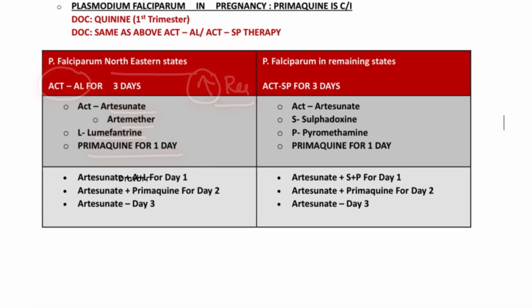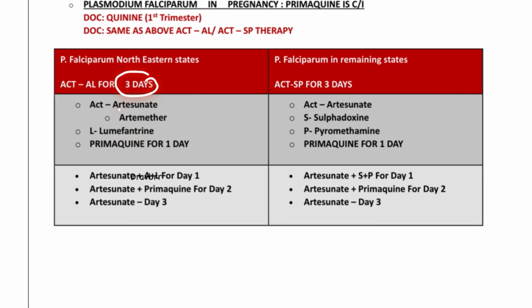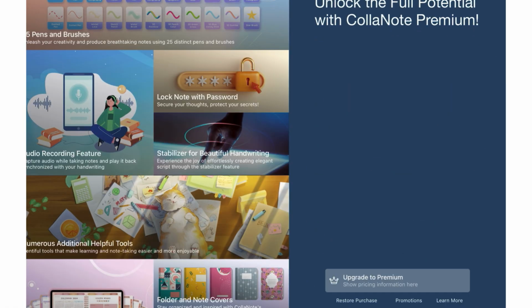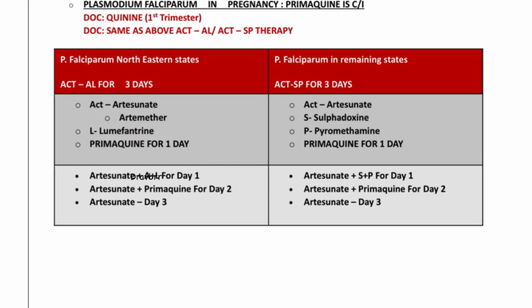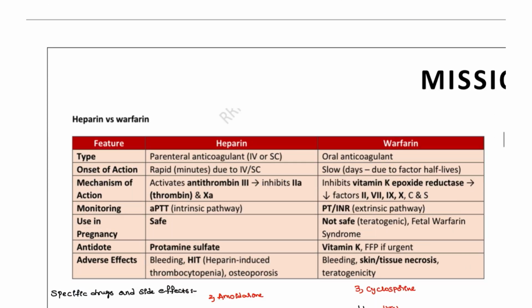The drugs that we are going to give for 3 days are artesunate, artemether and lumefantrine for this patient. And in all the remaining states, ACT-SP only: artesunate, sulfadoxine and pyrimethamine, and another primaquine for 1 day. Primaquine is basically given on day 2 of the treatment period.